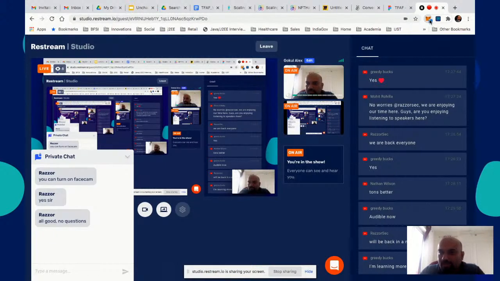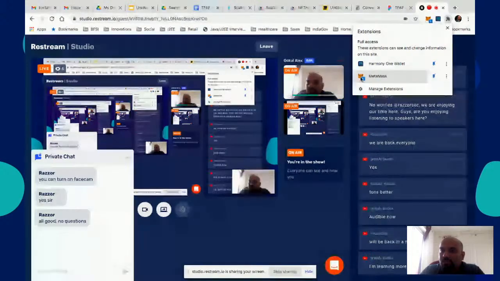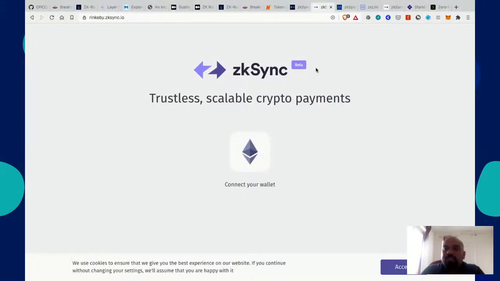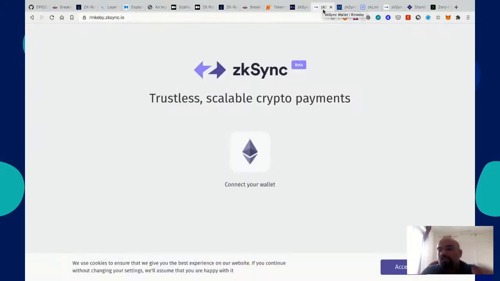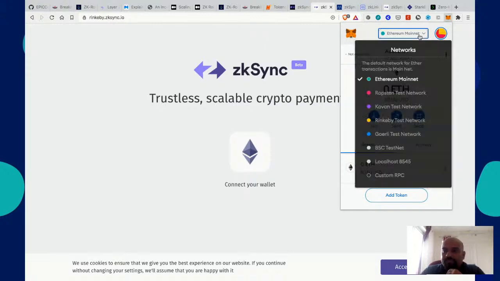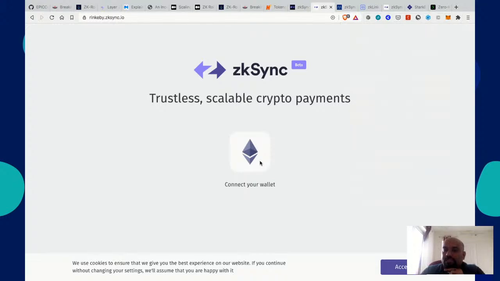Yeah, I think because I am in this session, pop-up is blocked. Yeah, so let me come back. So this is ZK Sync. You can connect ZK Sync with your MetaMask, and you can deposit your money from layer 1 to layer 2. So you can do a lot of transactions in layer 2 using ZK Sync. That is the benefit, but let me at least try to show you in the testnet.